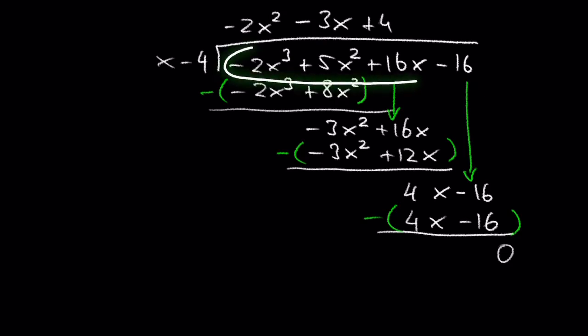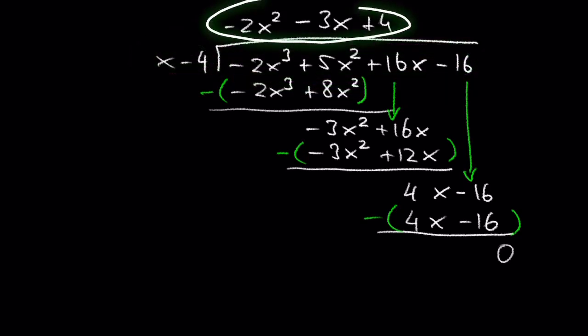So negative 2x cubed plus 5x squared plus 16x minus 16 divided by x minus 4 is negative 2x squared minus 3x plus 4.